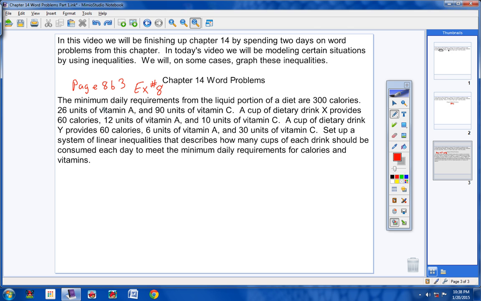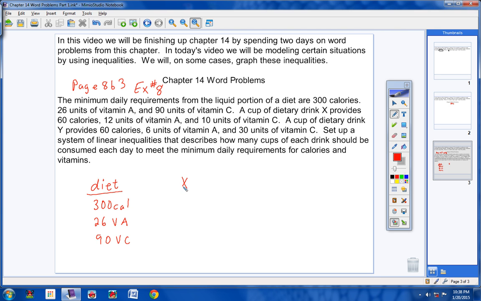Okay, here we go. The minimum daily requirements from the liquid portion of a diet are, now these are the requirements, okay? So here's your diet. Take some really good notes on this, students. Your diet requires 300 calories, 26 units of vitamin A, 90 units of vitamin C. So there we go.